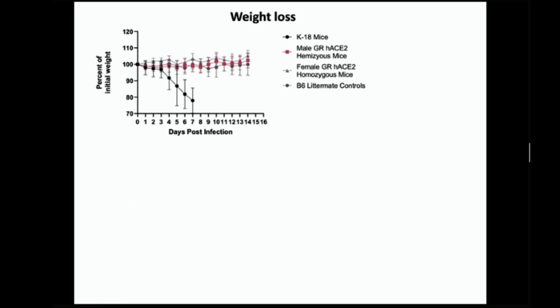And these are some data I've shown before in the research forum. If we look at weight loss in these various strains, B6 mice, in a kind of gray, purplish color in the back there, the B6 mice infected don't lose weight. The K18 transgenic mice rapidly lose weight and pretty much have to be euthanized by day 7 after infection. But neither of the gene replacement mice lost weight.